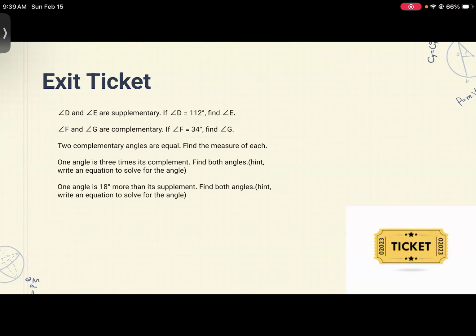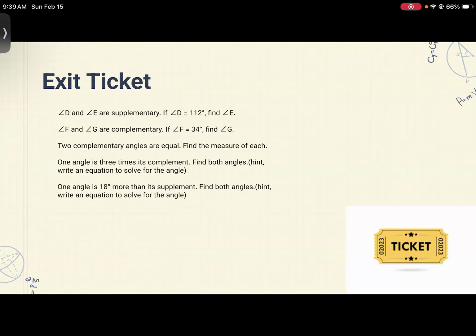Then the next one, two complementary angles are equal. Find the measure of each. So if we know that the complementary is 90 degrees and both sides are equal, all we have to do is divide 90 by 2 and get 45 degrees for each angle.